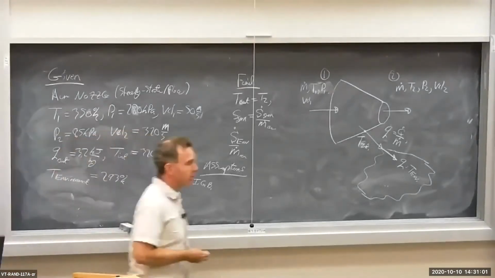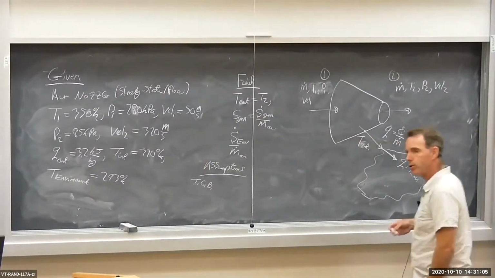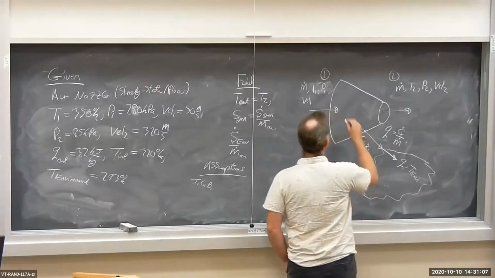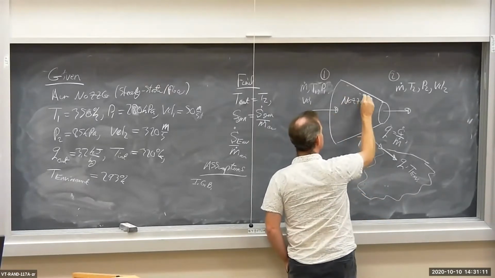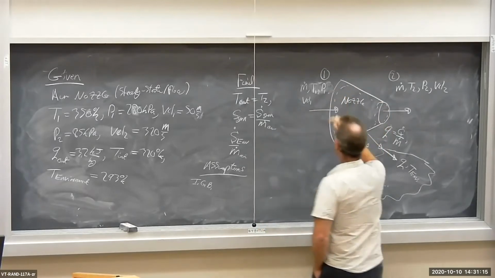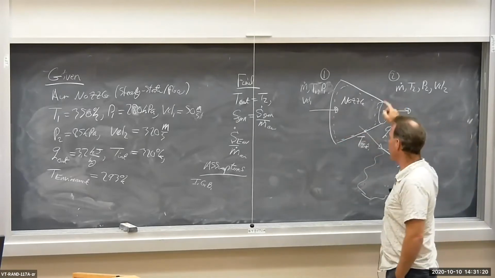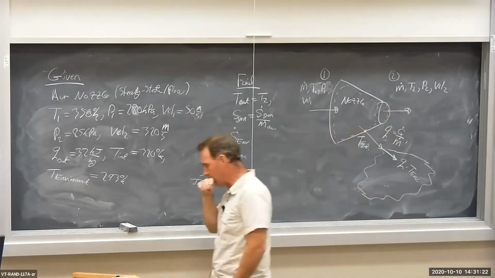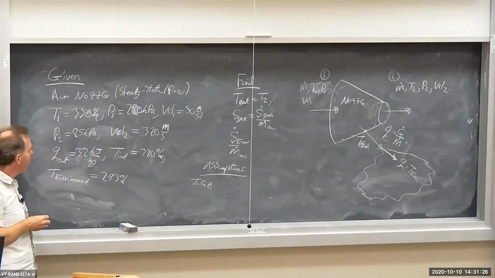All right, let's do an open system problem here. We have a nozzle. A nozzle is used for accelerating the flow. Here's our nozzle system. We have air flowing in on the left at state 1, and air exiting at state 2 on the right. So it's a steady state, steady flow air nozzle.